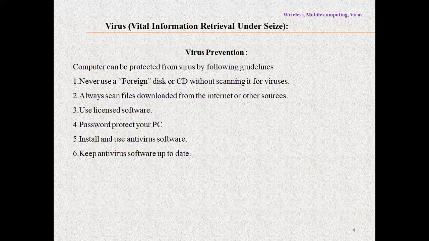Then, how do we prevent virus from attacking or entering into your system? That is virus prevention. How can we do that? This can be achieved by the following measures or following actions. First one is we are not supposed to use any foreign disk or CD or pen drive from outsiders. And even if you use it, it has to be scanned before opening any of the drives.